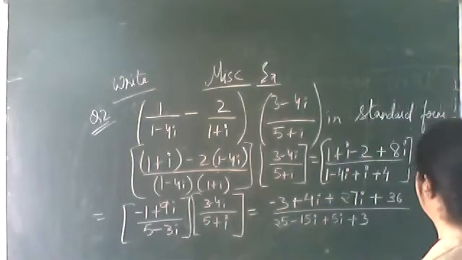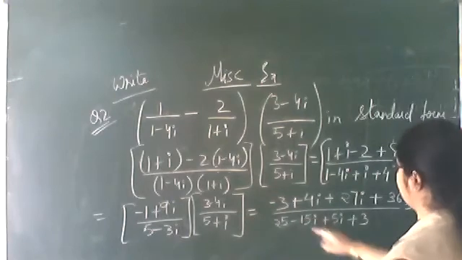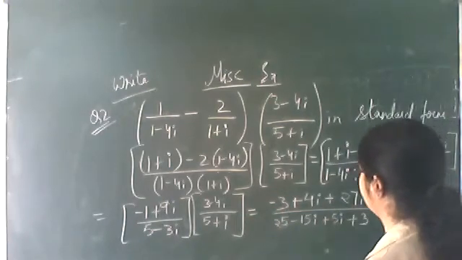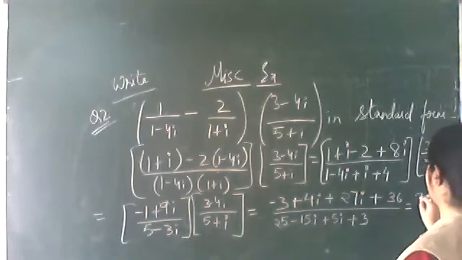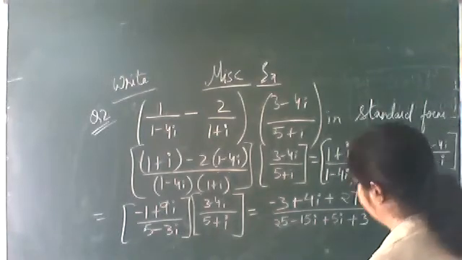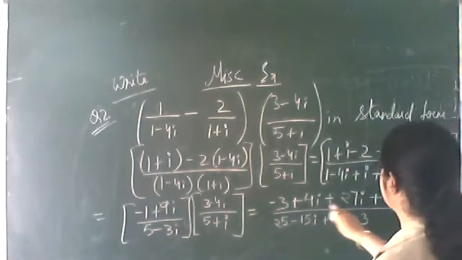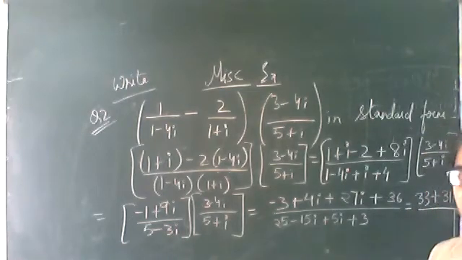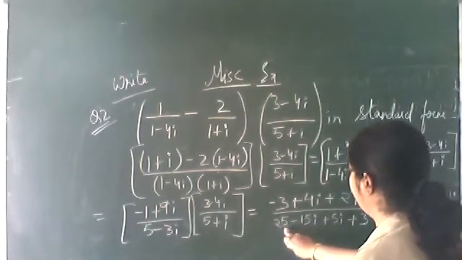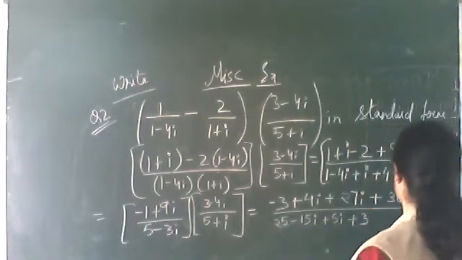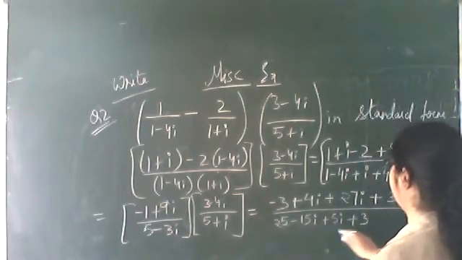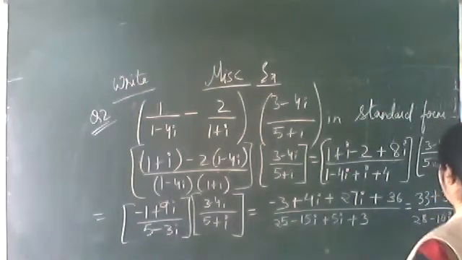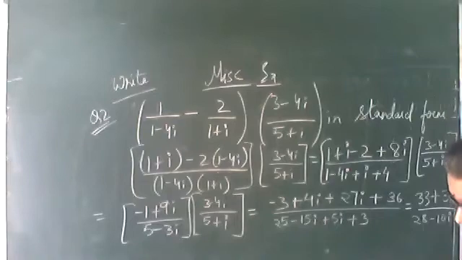Clear? Now you can write this is equal to -3 plus 36. That will be equal to what? -3 plus 36 is what? 33. This is equal to 33 plus 27 plus 4 is 31 iota. So 33 plus 31 iota in the numerator, and in the denominator 25 plus 3 is 28. Minus 15 plus 5 will be minus 10 iota. So you have got 33 plus 31 iota upon 28 minus 10 iota.